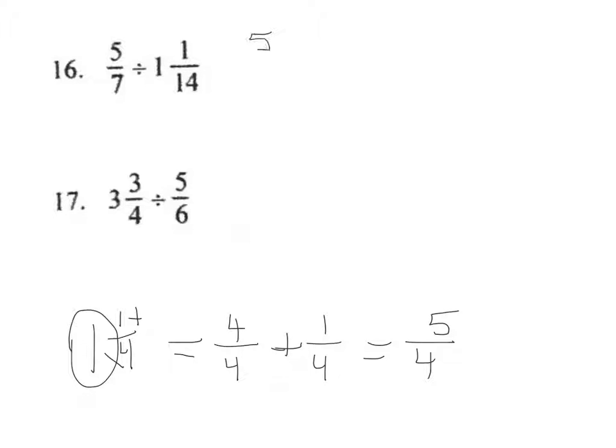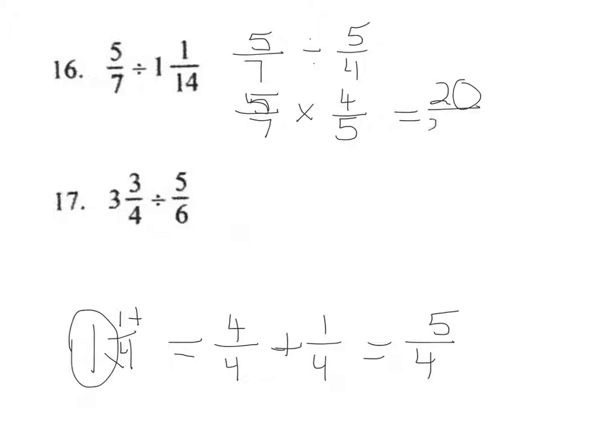So really this says 5/7 divided by 5/4. So now that we have it as an improper, we're going to change this to multiplication by doing 5/7 times 4/5. So we're multiplying by that reciprocal, which would give me 20/35. And we know that 5 can go into both of these, so this would be 4/7.